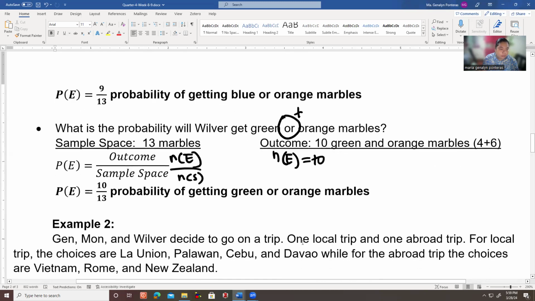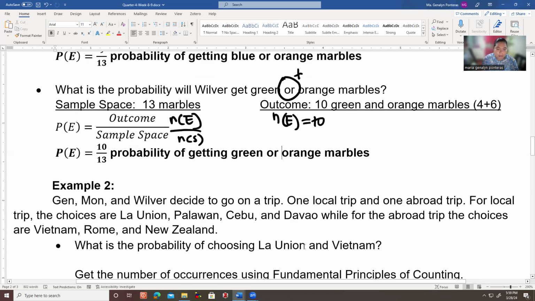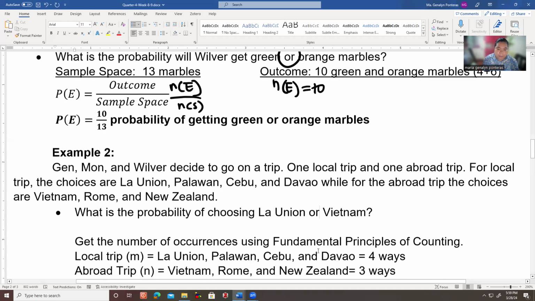Now, let's have this one. Jen, Moon, and Wilbur decide to go on a trip. One local trip and one abroad trip. For the local trip, the choices are La Union, Palawan, Cebu, and Davao. For the abroad trip, the choices are Vietnam, Rome, and New Zealand. What is the probability of choosing La Union or Vietnam? Let me change the question. So we can use "or", we can use addition.